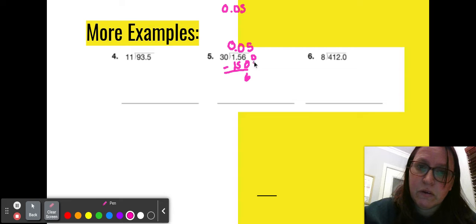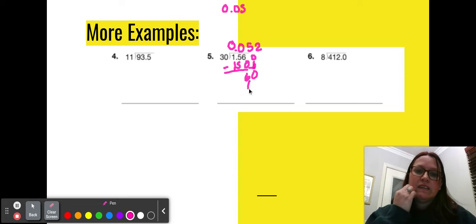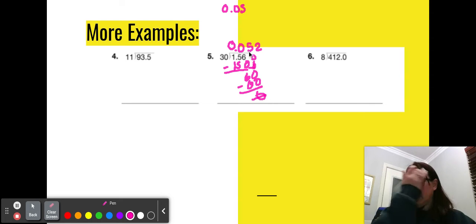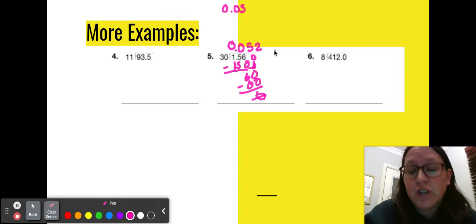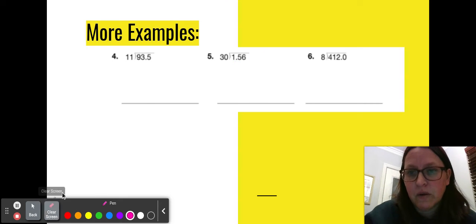I'm going to add another 0 and I'm going to drop it down. 30 goes into 60 2 times evenly. And so 2 times 30 is 60. 60 minus 60 is 0. So with this one right here, my answer would be 0.52. Let's look at one more.